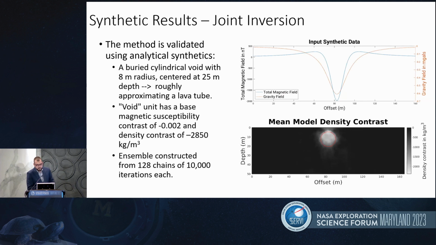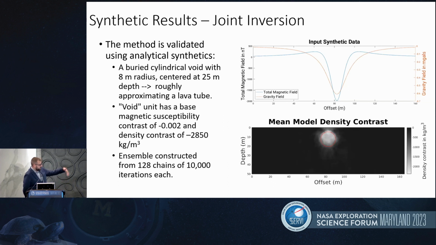So some synthetic results here. I created a synthetic model, just a simple cylinder of a lava tube, a buried cylindrical void of 8 meters radius, centered at 25 meters depth. This roughly approximates a lava tube. The void unit has a base magnetic susceptibility contrast, the value given there, 0.002, and a density contrast of negative 2,850 kilograms per meter cubed.